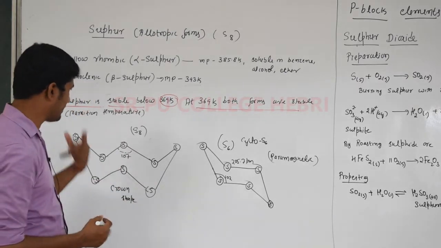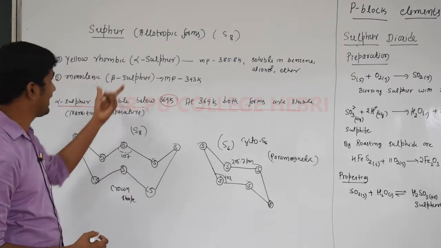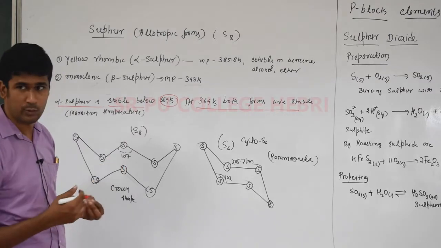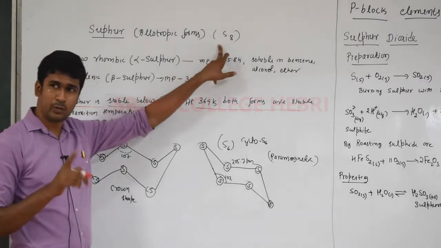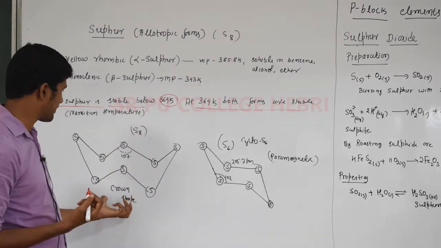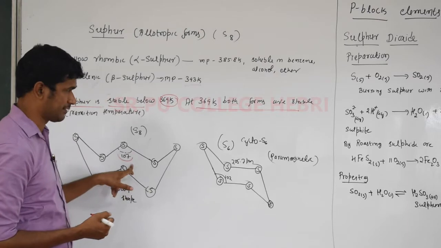Both yellow rhombic and monoclinic sulfur have the S8 form. They are in S8 form, unlike O2; sulfur is polyatomic, O2 is diatomic. Understood? So this is crown shaped, and the angle here is 107 degrees.